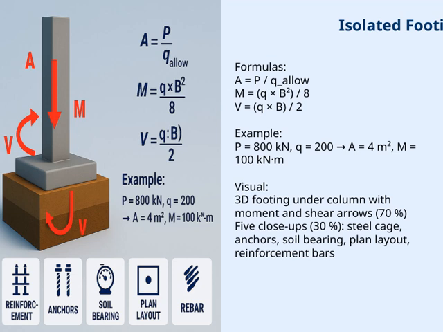The visual on this slide shows a 3D view of a footing under a column, with arrows indicating the moment and shear forces. These help us understand how loads transfer through the footing. There are also close-ups of key details like the steel cage, anchors, soil bearing capacity, plan layout, and reinforcement bars, which are all crucial for ensuring the footing is both safe and effective. Remember, these formulas and visuals are fundamental in designing a reliable, isolated footing that can safely support the structure above.